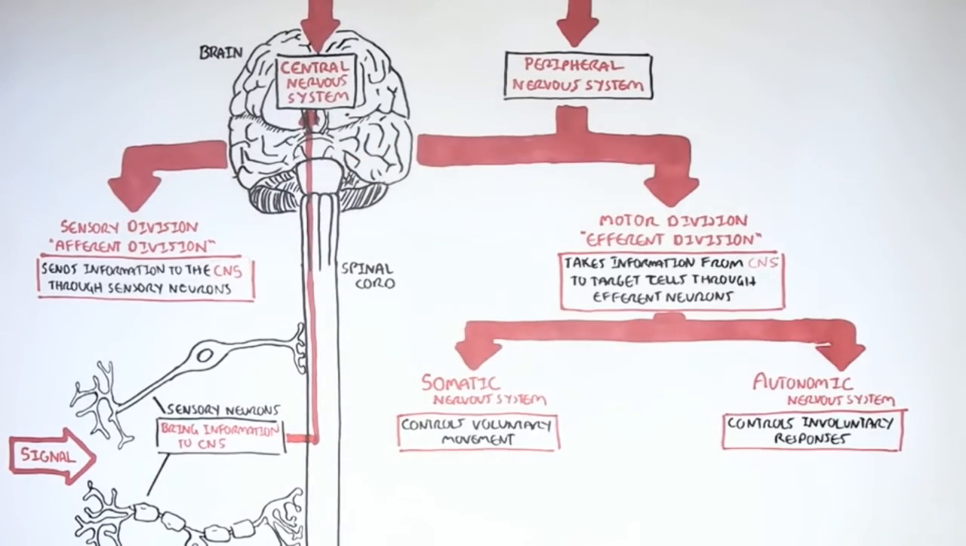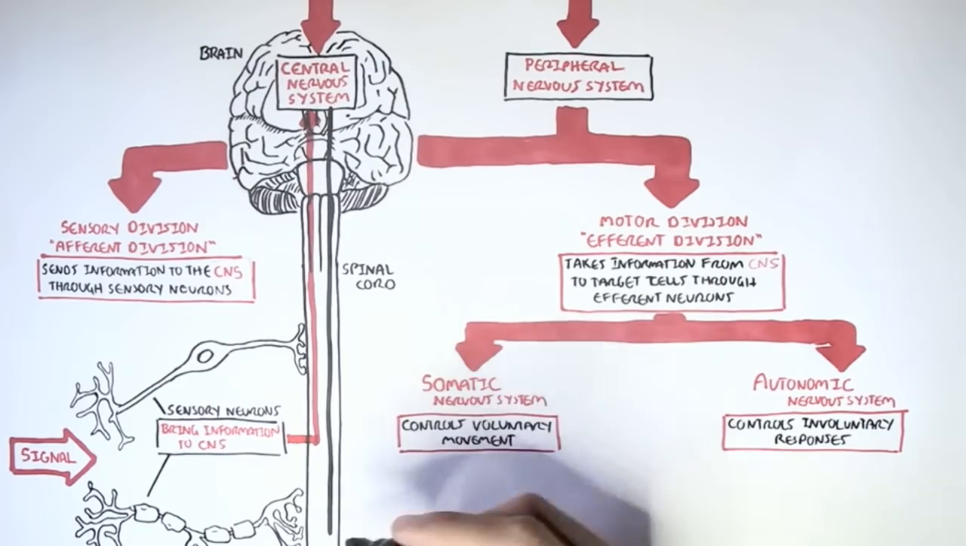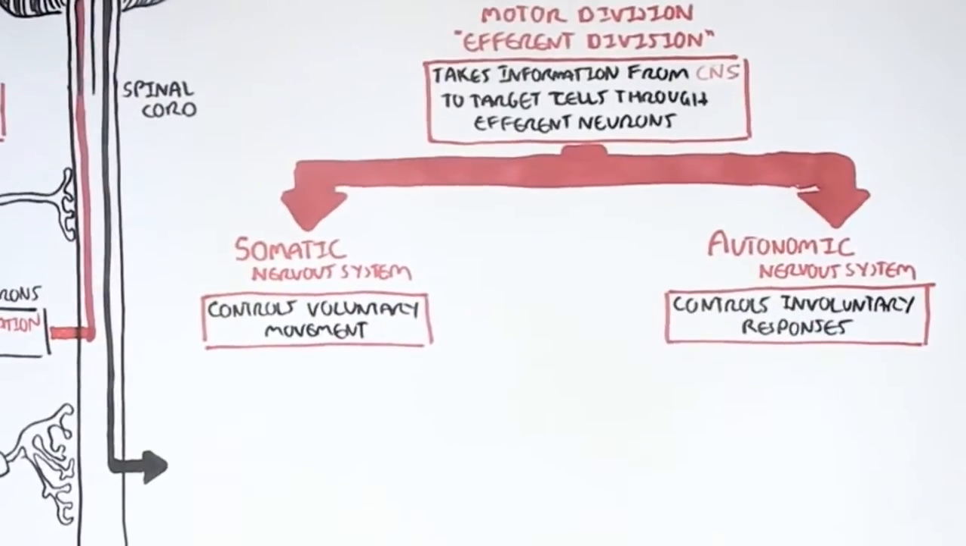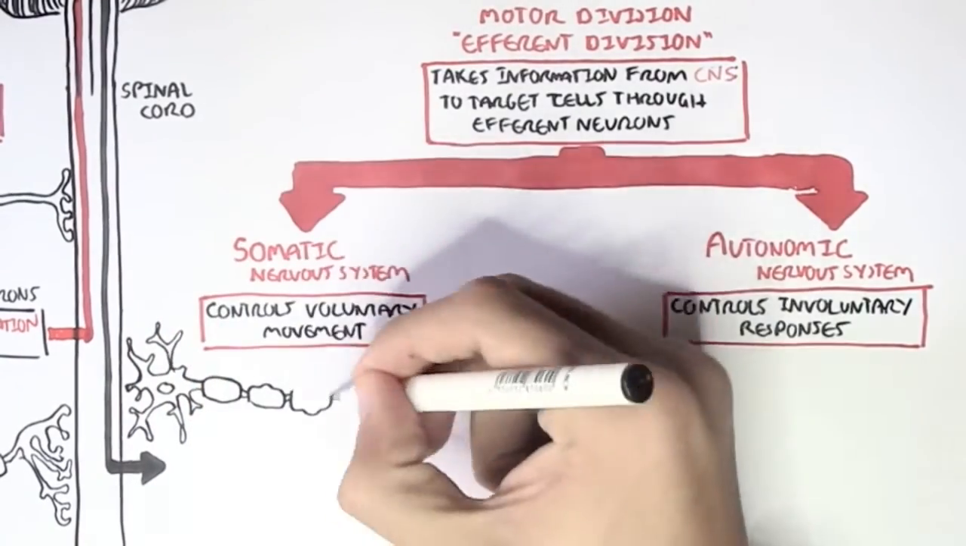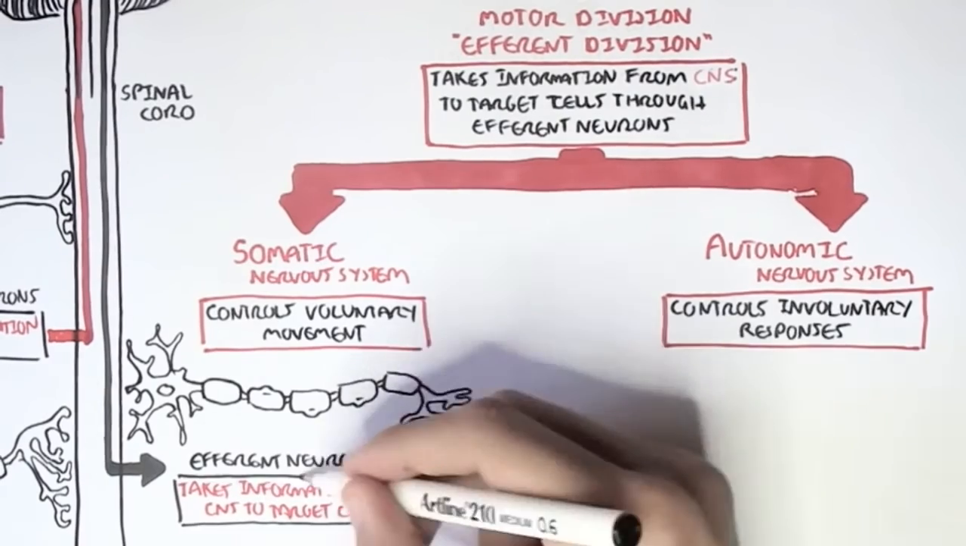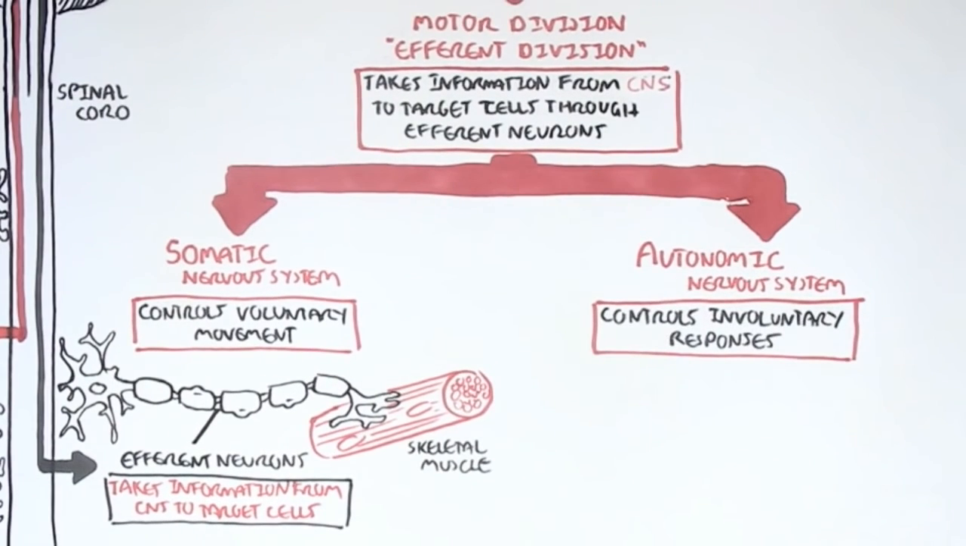An obvious example of the somatic nervous system is where information or signals are coming from the central nervous system through these efferent neurons here to target skeletal muscle cells for movement. So skeletal muscle cells are the target cells. And this is part of the somatic nervous system because we can consciously and voluntarily move our arms and legs, right?